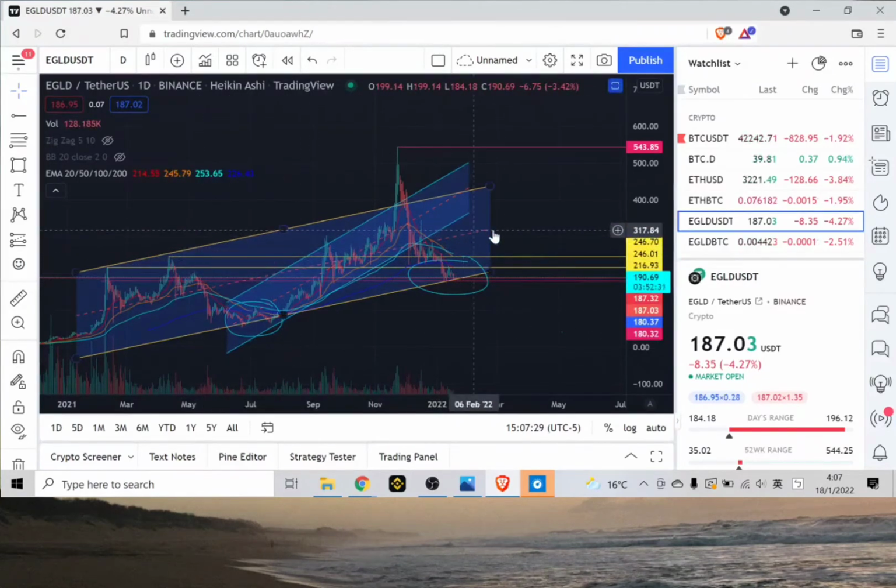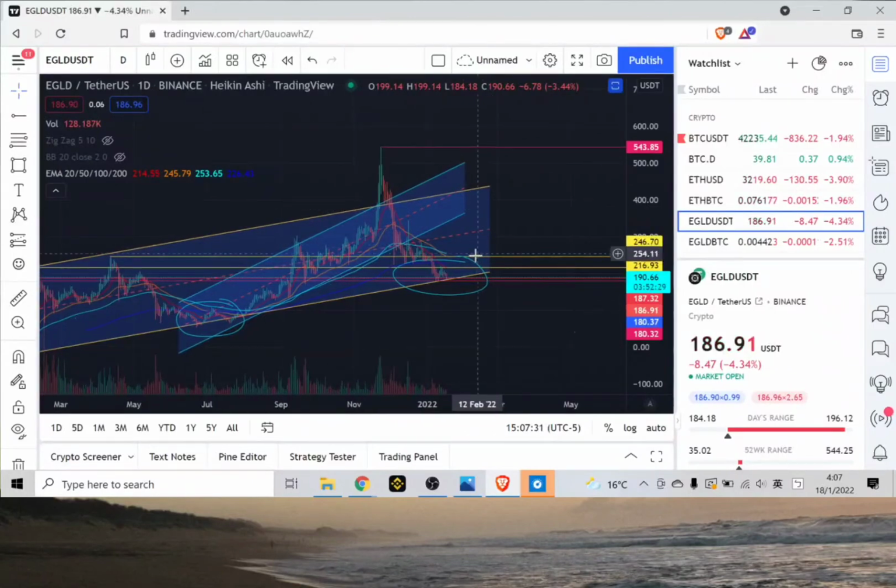So right now, we've break down all the previous support, 246, 220, and now we're here at the 190 to 200 range.